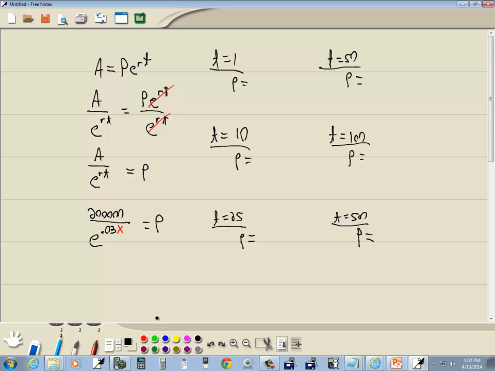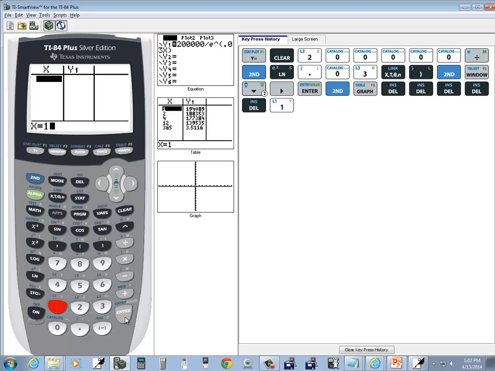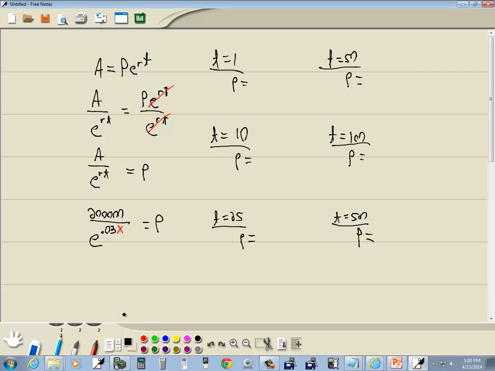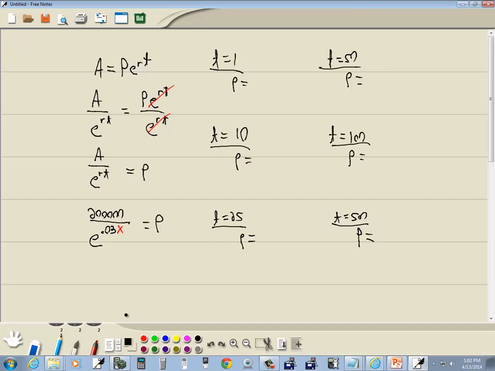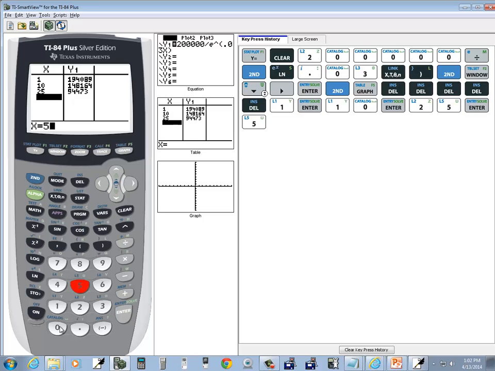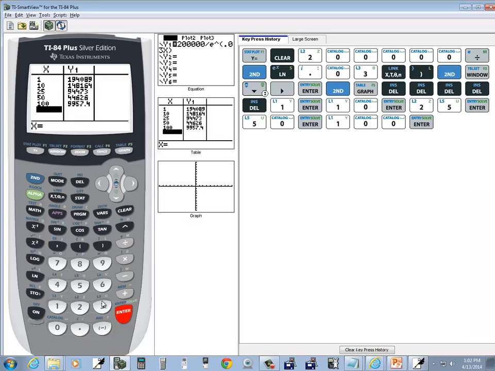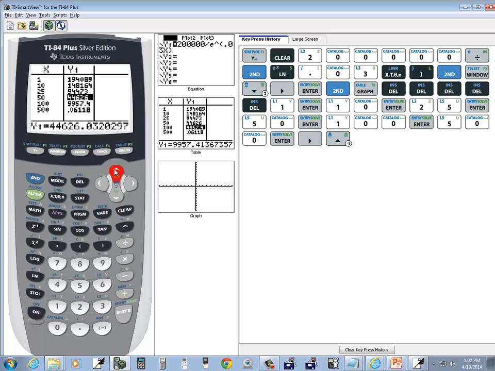Okay, so let's go to our calculator now. Put 1 in, 10, 25, 50, 100, and 500. And then we'll press our right arrow key, and I'm going to up arrow so I get to there. I want to be in the Y column to see all the decimal places.